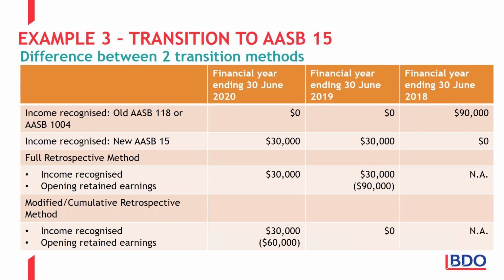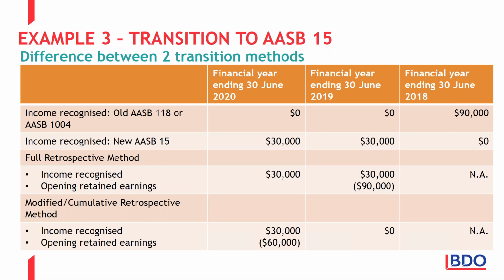So you can see that if you go retrospective, you have to remove everything before the beginning of the comparative year, and you have to now account for the new standard, and disclose it correctly in the comparative year and the current year and going forward. If you decide, I don't want to do full retrospective disclosure, I want to do modified or cumulative disclosure, you'll only fix your first year, which is 30 June 2020, and you'll say, I know that for 30 June 2020, my income recognized should be 30,000, so that's what I'll put in.